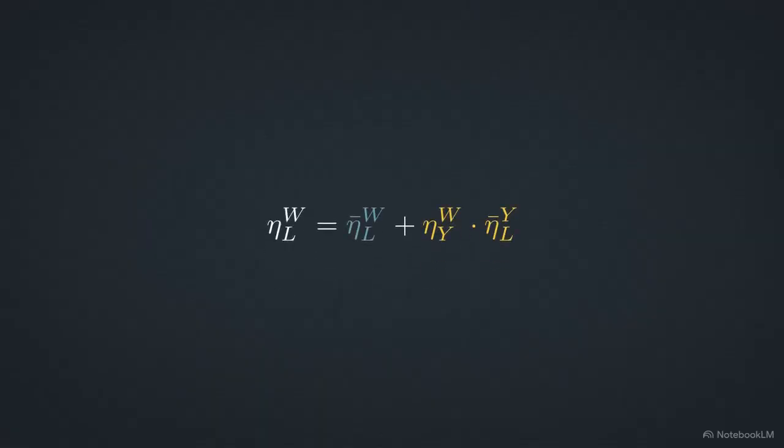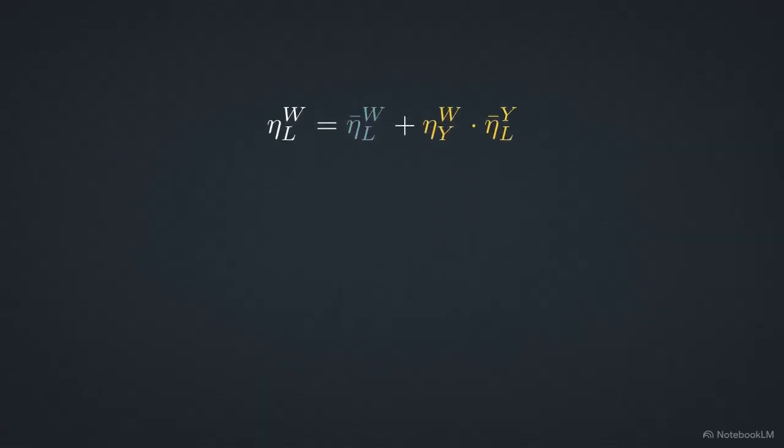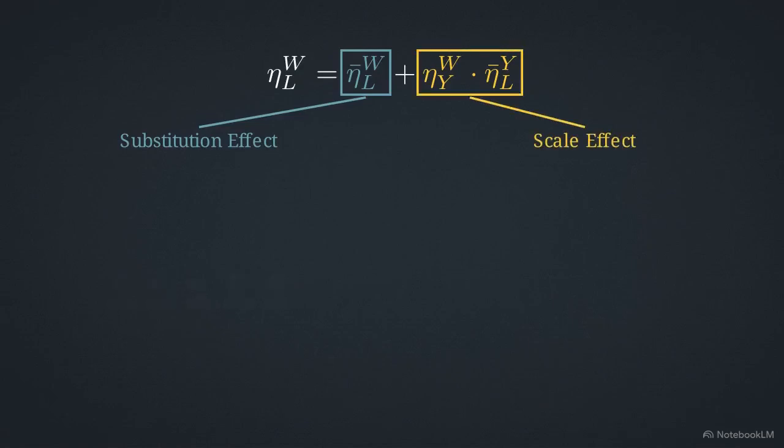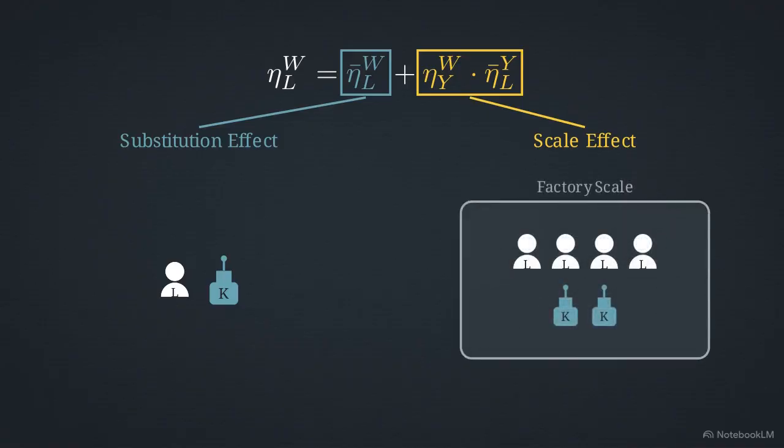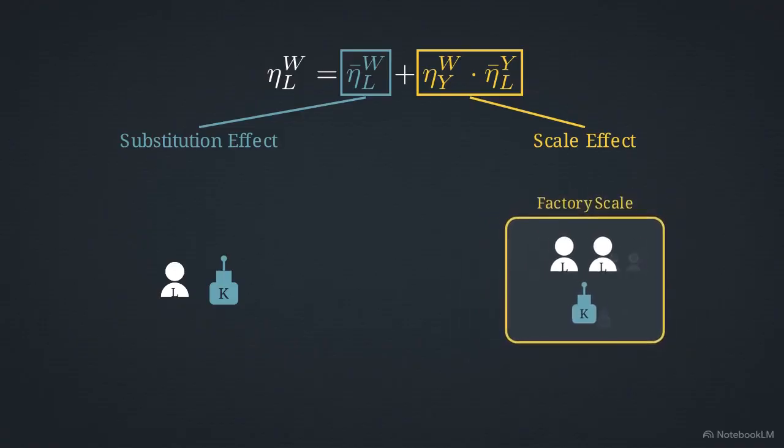Mathematically, total wage elasticity is split into two distinct forces, the substitution effect and the scale effect. The substitution effect dictates how many workers are swapped out for machines. The scale effect dictates how much the firm cuts back on production entirely, shrinking the overall scale of the factory due to higher operating costs.